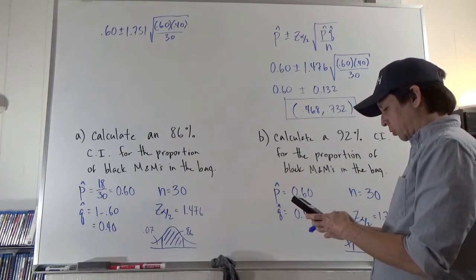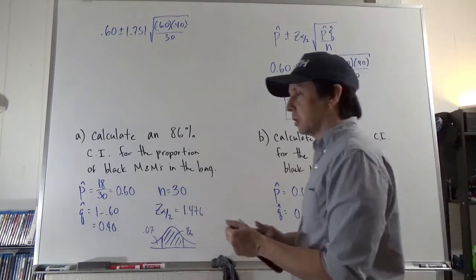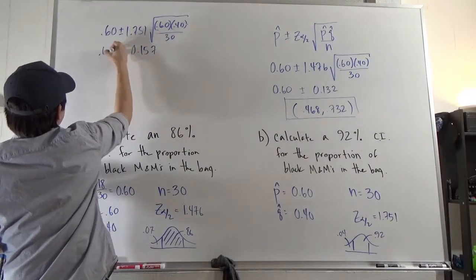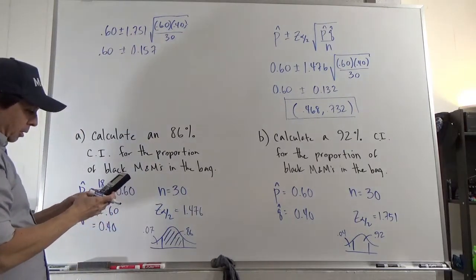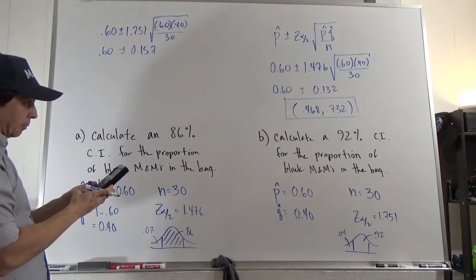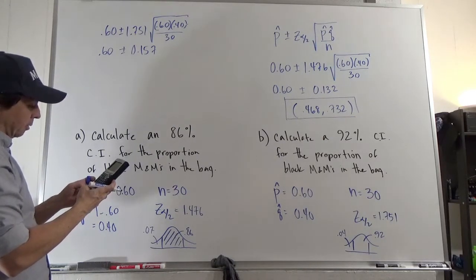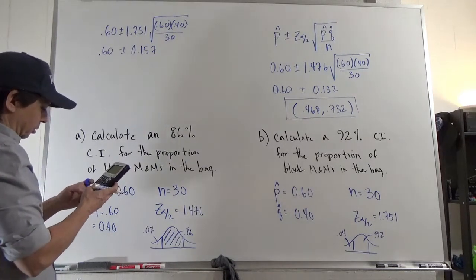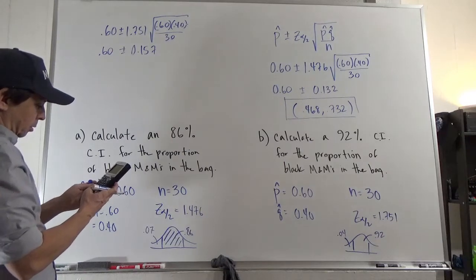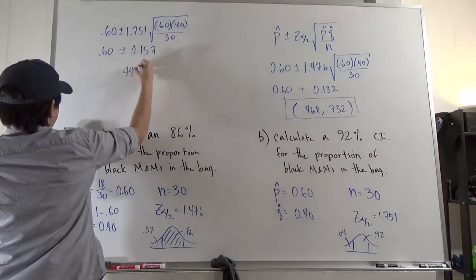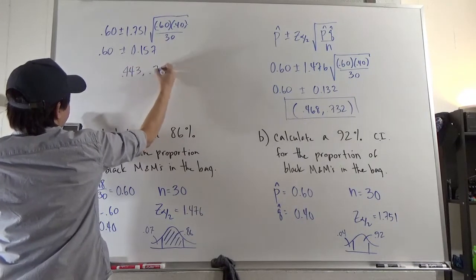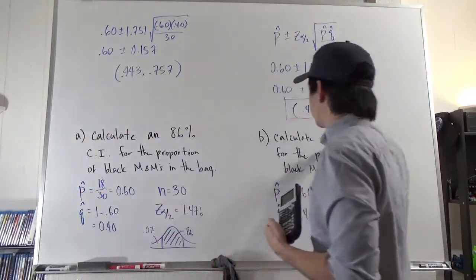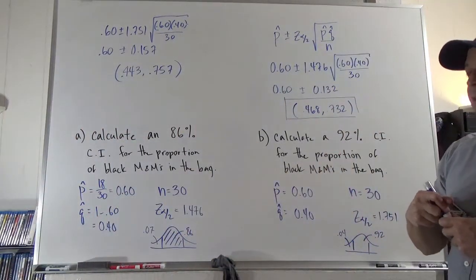And that margin of error is 0.157. 0.157? Yeah. 15.7% is my margin of error. My point estimate is 0.60. And from that I'll get a confidence interval that I am 92% confident in. 0.443 and 0.757, meaning I'm 92% confident that it's between 44.3% and 75.7%.